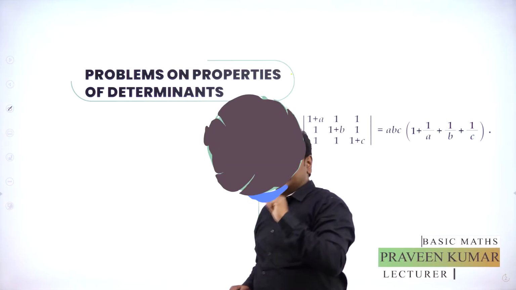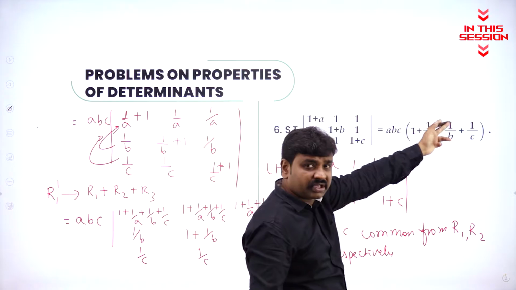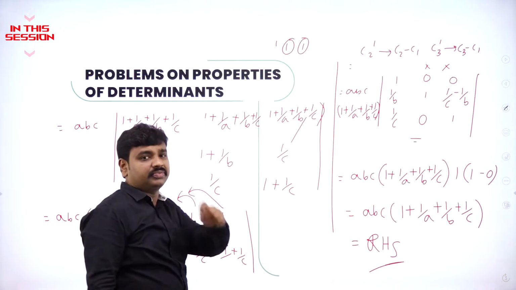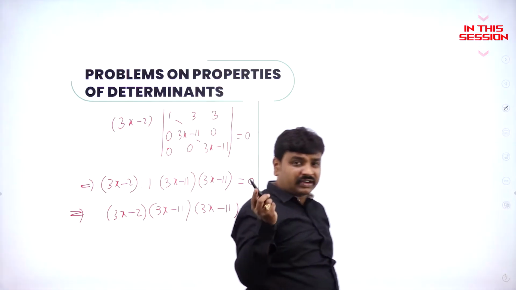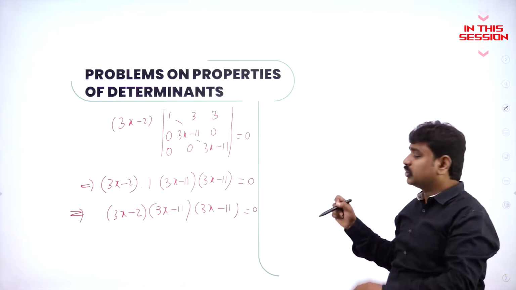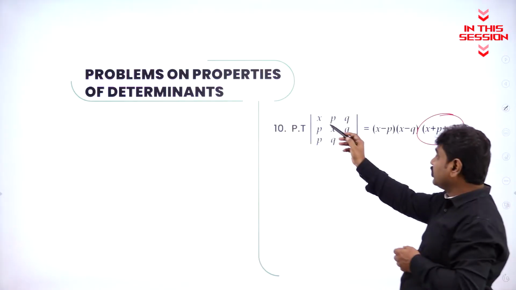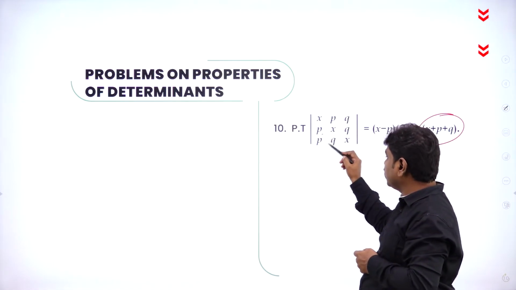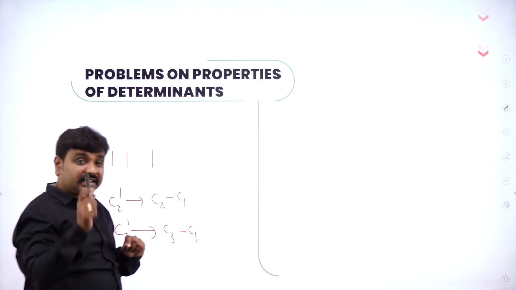See, depending on the RHS, we have to make a decision. Prove this: ABC into 1 plus 1 by A plus 1 by B plus 1 by C. Practice this problem, one of the important problems. Common operations, if you use that, the process becomes simple. If the product of 3 terms is 0, then each term is also 0. So, depending on RHS, you have to do transformation. If you see, every element of a row is jumbled. XPQ, here PQX, here PQX. Common operation I am doing. Why? Because it reduces your time and thinking process.